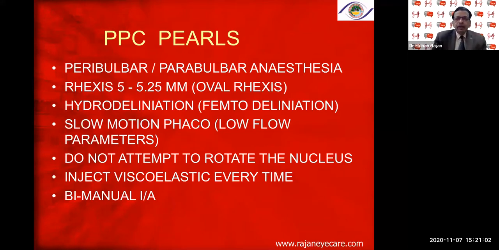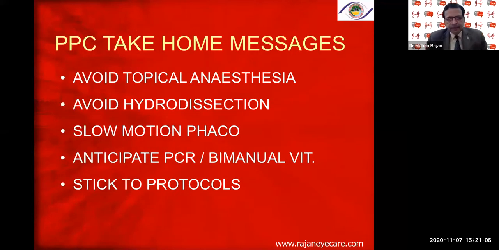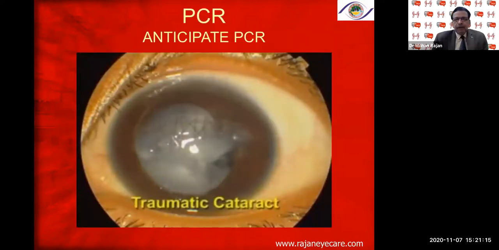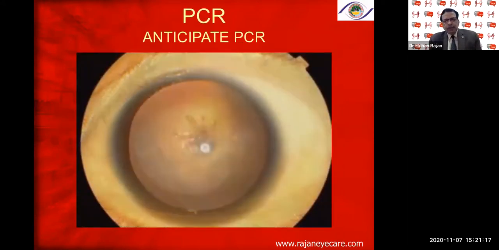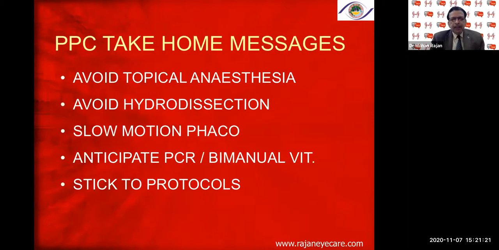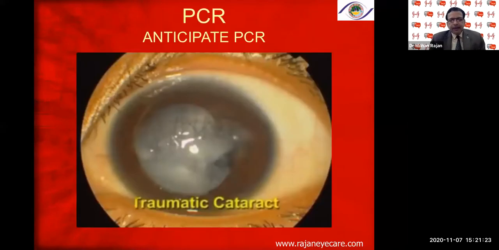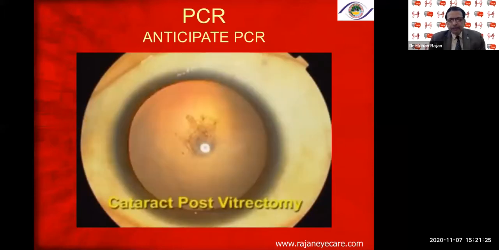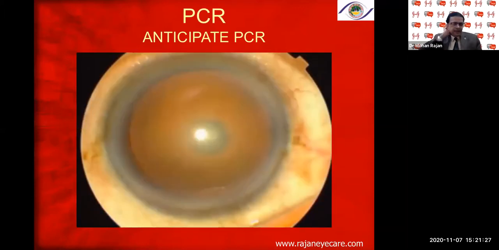Bimanual IA gives you better stability and better access, especially in posterior polar cataracts. Avoid topical anesthesia, avoid hydrodissection, anticipate PCR, use bimanual techniques, stick to protocols, very, very important. PCR, posterior capsule rupture, as I told you, is very, very important. Anticipate PCR in traumatic cataracts, cataracts post-vitrectomy, posterior polar cataracts, dense brown cataracts, and pseudo-exfoliation.